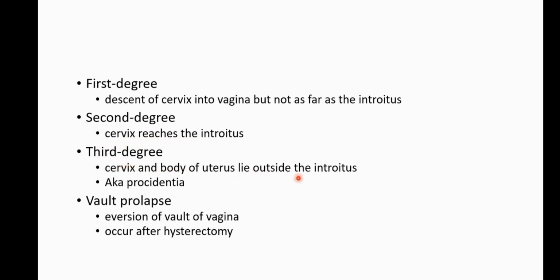So it can also be called procidentia. Procidentia means there is complete eversion of the uterus. The uterus is wholly outside. And the vault prolapse, that is eversion of the vault of the vagina. And how does it happen? Definitely it happens after the hysterectomy.